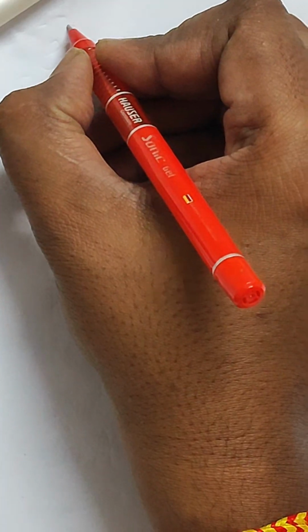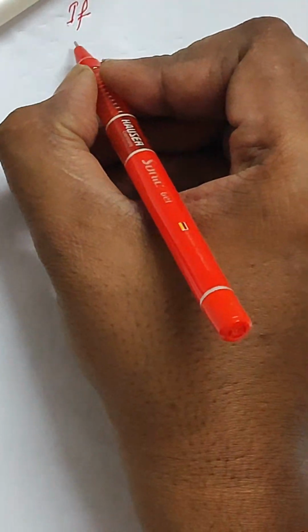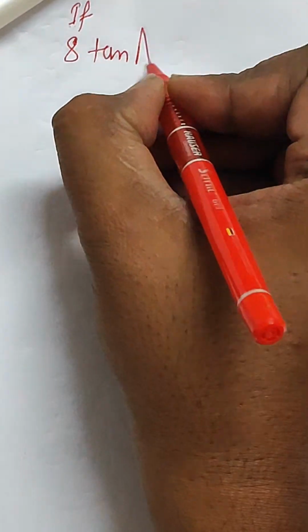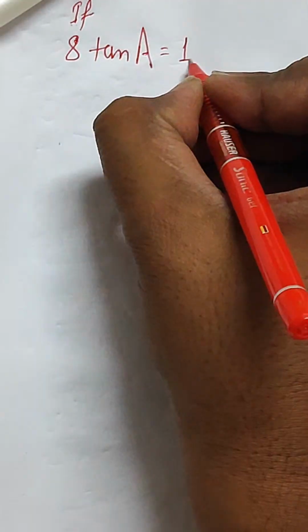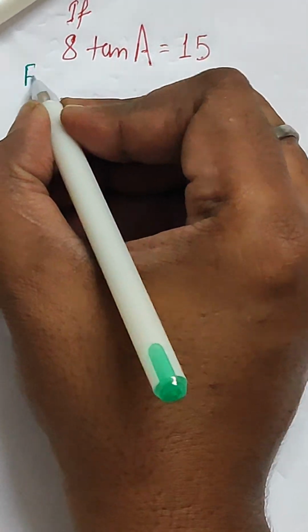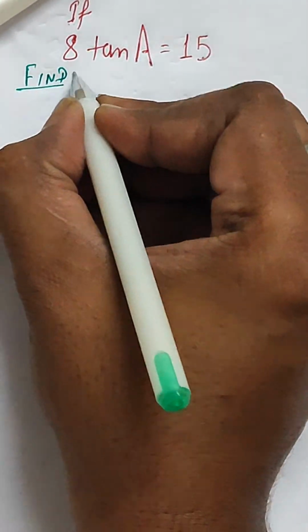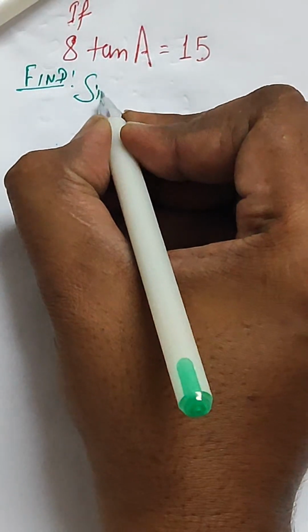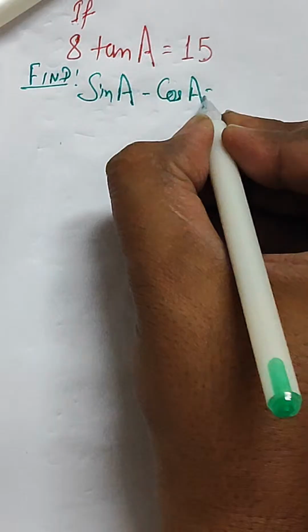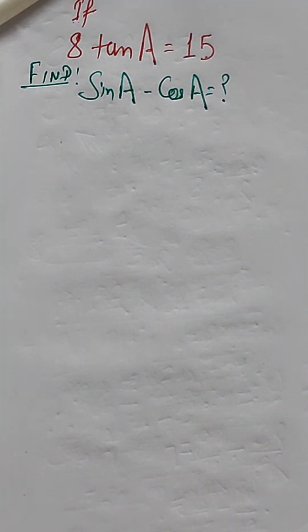Okay, it's given that if 8 tan A is equal to 15, right? This data is given to you, that is, if 8 tan A is equal to 15, then we need to find the value of sin A minus cos A. What is the value of this, right?